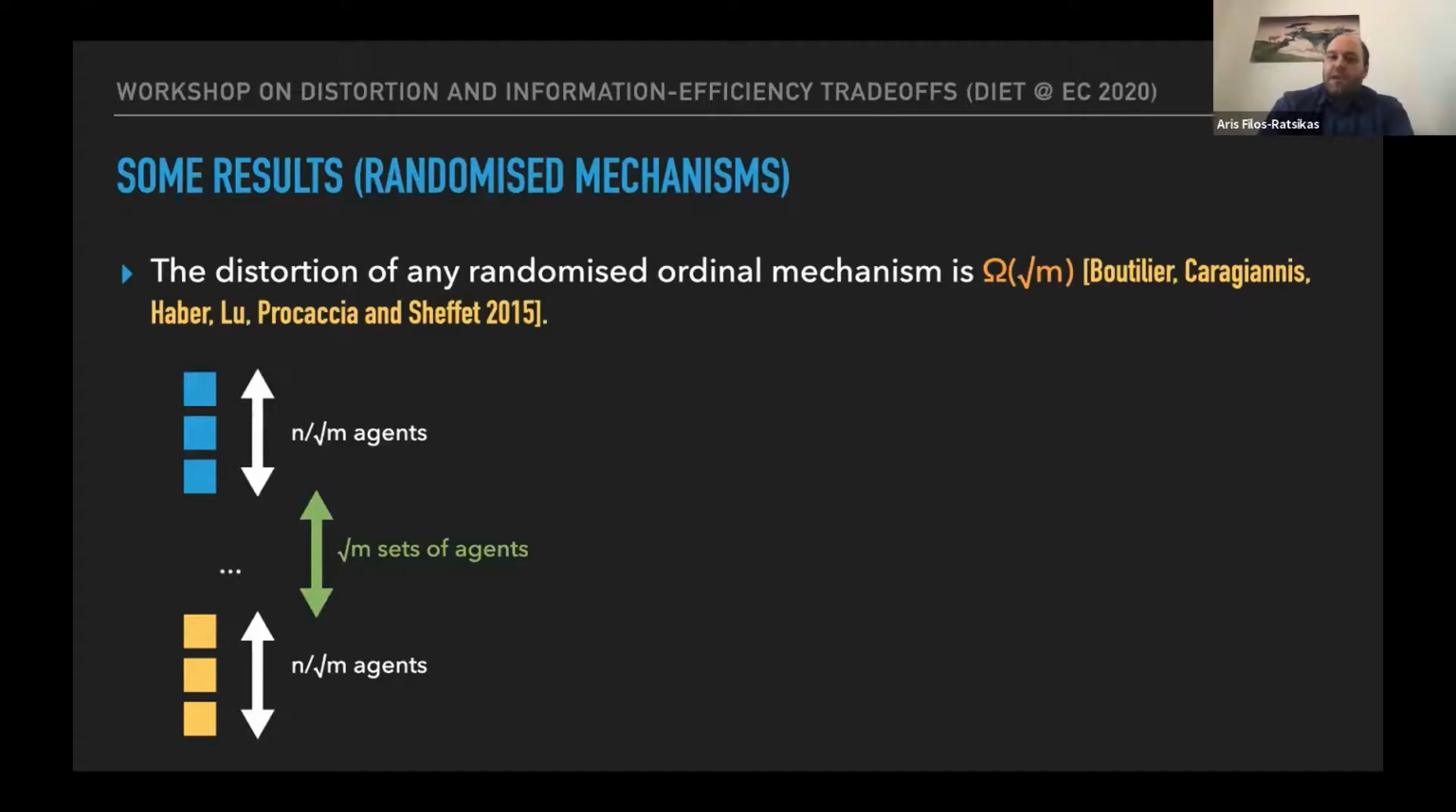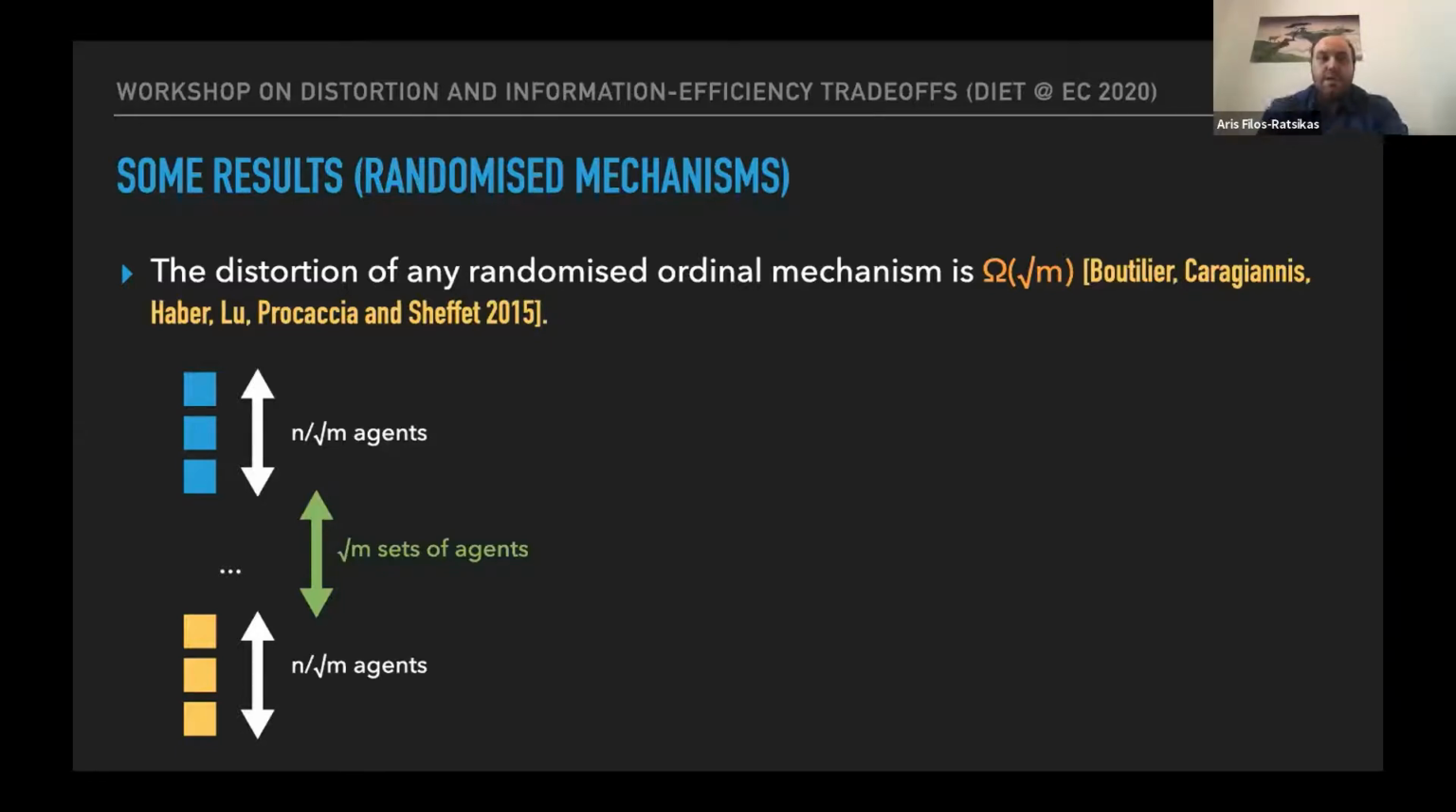So what about randomized mechanisms? This is the next question. Can we actually do better? And the answer is yes, we can do better, but not better than square root of M asymptotically. This was proven in this paper by Boutilier et al. in 2015. And the proof is also fairly simple, so I have included the idea here.